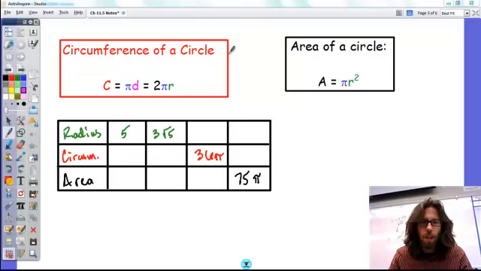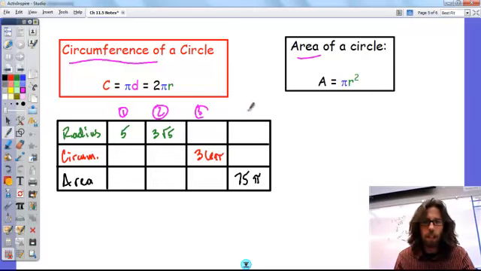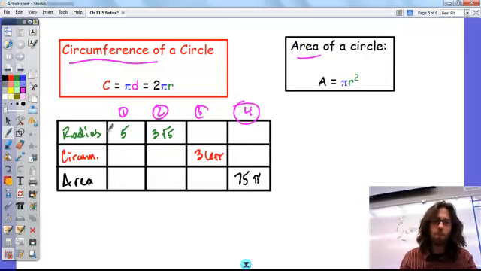All right, so here we have an example of a problem that we might see that would involve both the area and circumference of a circle, where we're given different pieces of information. So basically, I have problem 1, problem 2, problem 3, and problem 4. We'll start with the first couple problems and move on from there.